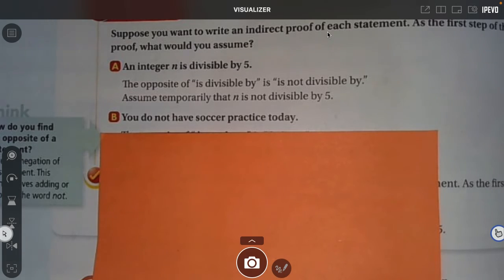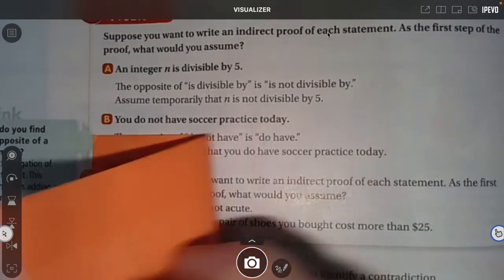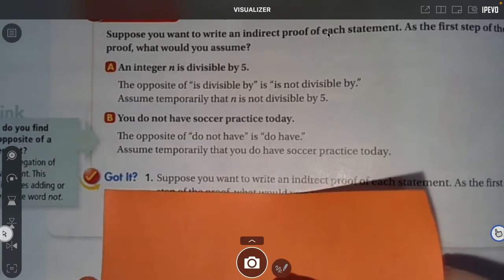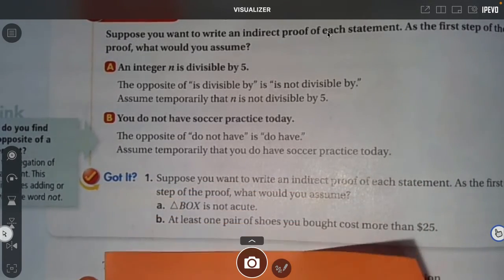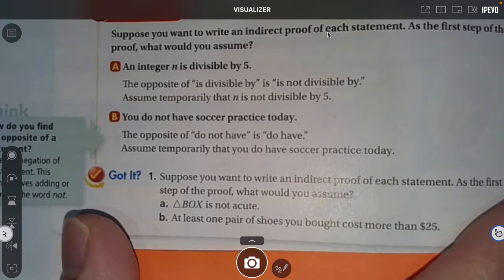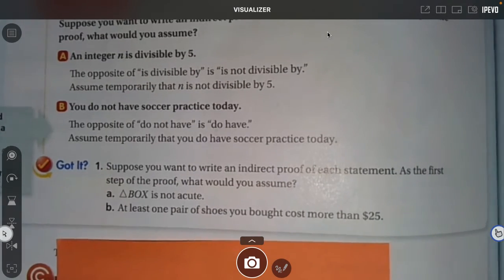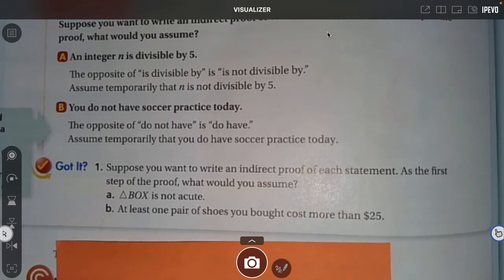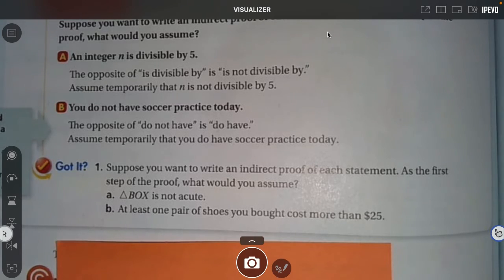Okay, you do not have soccer practice today. So what would we start off with? I do have soccer practice. Assume temporarily that you do have soccer practice today. Does everybody understand this? Why is it the opposite? Because you're trying to contradict it to prove that it really was right. So if you say the opposite of what it is, prove that wrong, and you've proved the other thing right. It's a different way of reasoning and thinking.